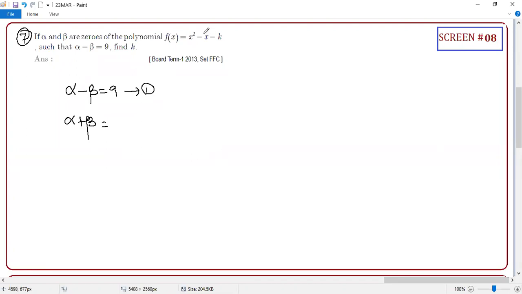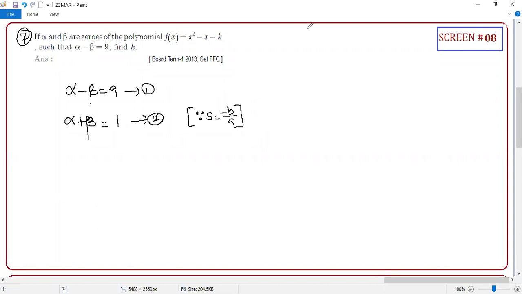Minus b by a. Minus b by a, that is minus of minus 1, plus 1, is equal to 1. Sir, here shall I write directly minus 1? Sir, plus 1, right, sir? Yes, minus b by a. Correct, plus 1. So you can write directly, student, here in the bracket: sum equal to minus b by a. You are a smart student. Write the reason clearly here.